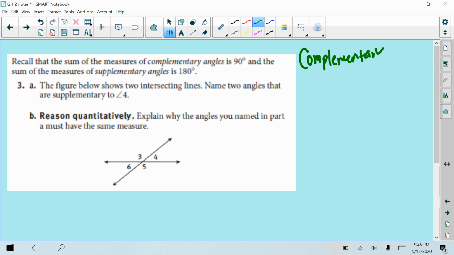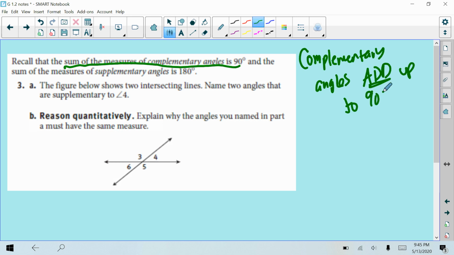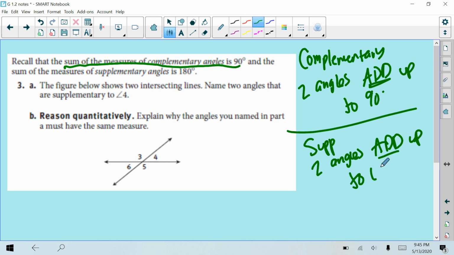Complementary. And that means the sum of the measures is 90. That means angles add up to 90 degrees. It's not one angle, it's two angles that add up to 90. Supplementary, which I'll abbreviate sup a lot of the time, is two angles that add up to 180 degrees. You need to know this. You need to know complementary too, but this is a huge part of today's lesson, knowing the terms complementary and supplementary angles.